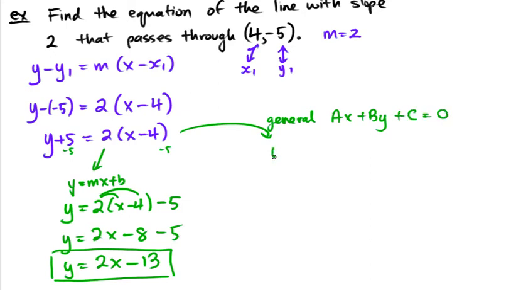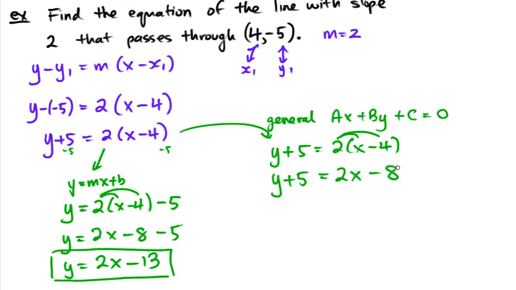And so I start with y plus 5 is equal to 2(x minus 4). I don't want to have multiplication with these brackets, so again I distribute that out. I get y plus 5 is equal to 2x minus 8. Got my x's here, so let's move everything over onto the right hand side.